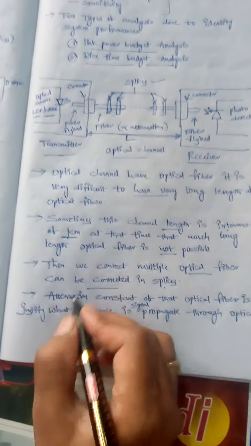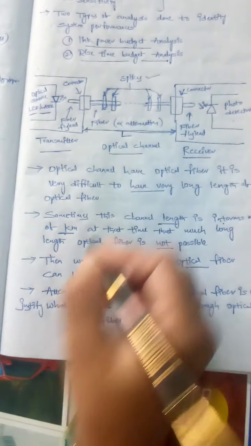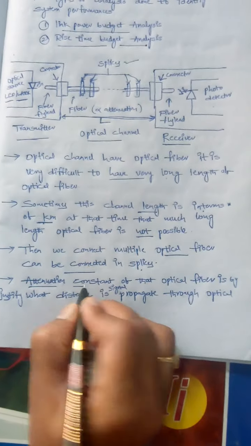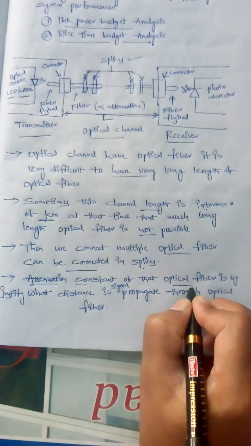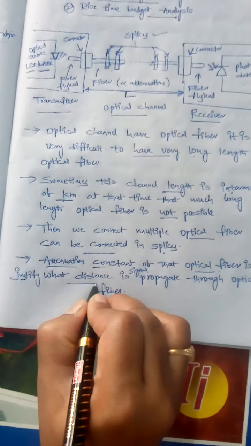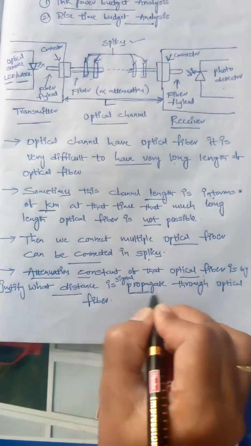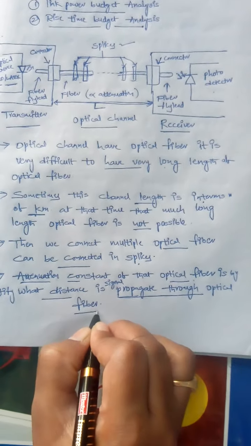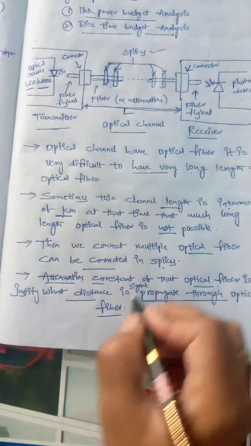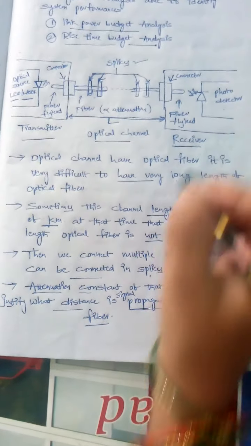Another important point in the optical channel is attenuation. The attenuation constant of the optical fiber determines how much of the signal is propagated through the fiber when transmitting over a long distance. Thank you, friends.